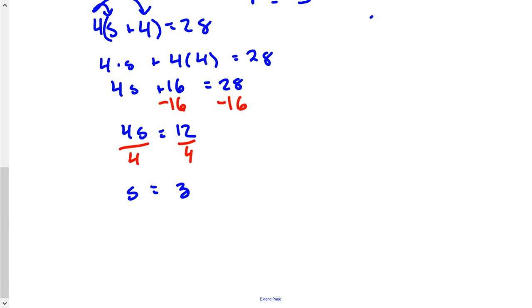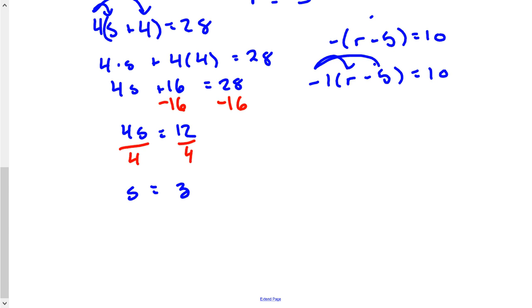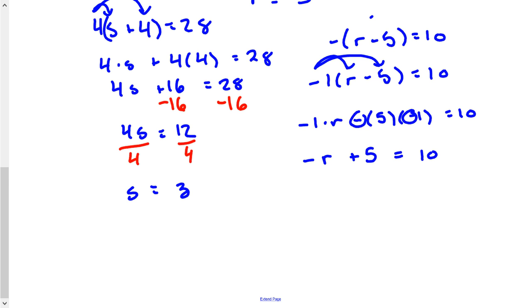Oh, here's a special one. Sometimes you'll have just a negative one. Remember that this really is a negative one, and we still need to distribute that in. So this becomes negative 1 times r, and minus 5 multiplied by negative 1 is equal to 10. And then this negative and this negative work together. So negative r plus 5 is equal to 10.